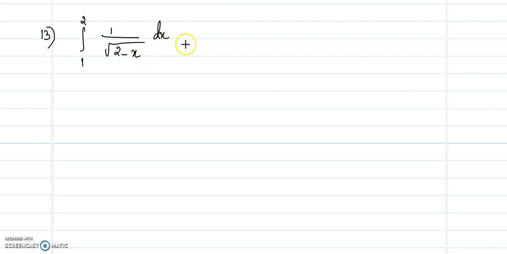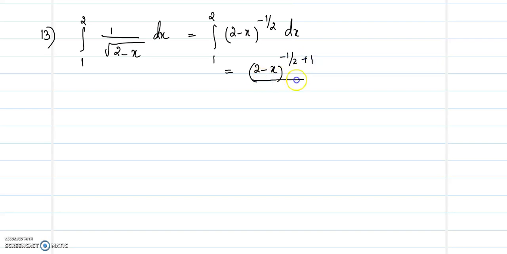13. We need to solve the integral from 1 to 2 of 1 by root of 2 minus x dx. So this will be the integral from 1 to 2 of (2 minus x) whole raised to minus 1 by 2 dx. So the integral is going to be (2 minus x) whole raised to minus 1 by 2 plus 1, divided by minus 1 by 2 plus 1. And there is a minus sign over here, so that minus 1 also will come.